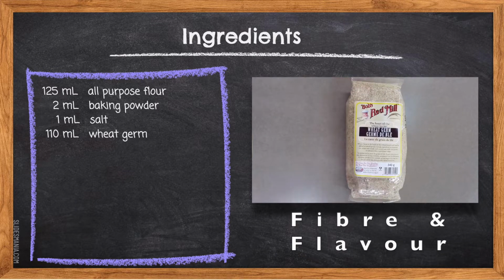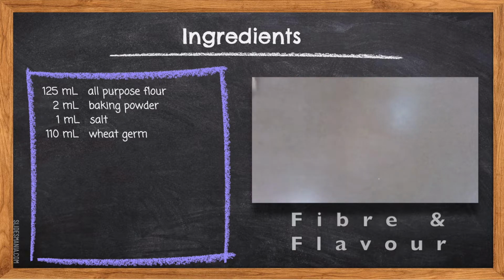110 milliliters of wheat germ. Wheat germ is the part of the wheat kernel that's responsible for helping the plant reproduce and spawn new wheat. It's a great source of vegetable protein along with fiber and other healthy fats. High source of vitamin B and vitamin E as well. Wheat germ also has a peanut butter-like flavor to it, adding a nutty kind of quality to our cookie.